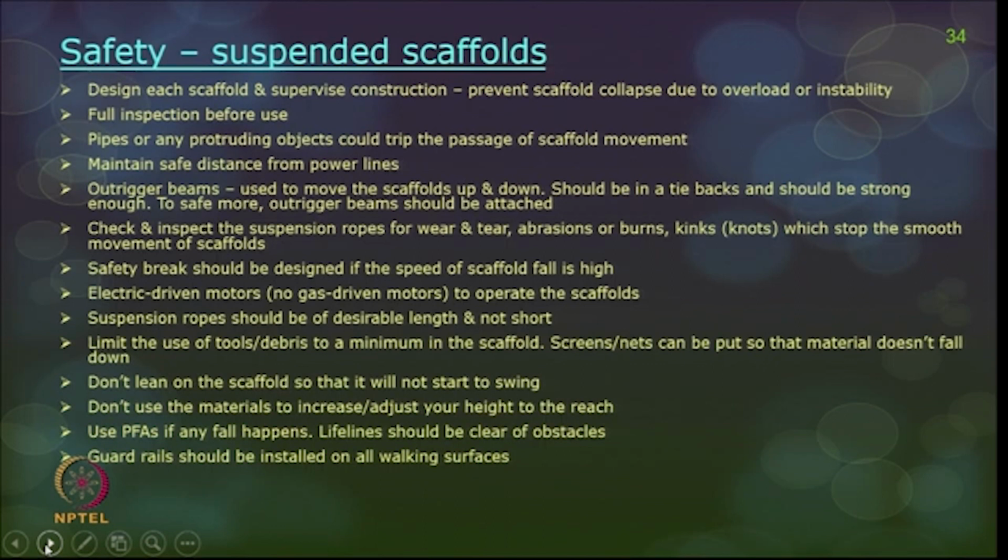Use personal fall arrest systems, which is always a safe precaution when you are working at heights. Lifelines should also be clear of obstacles. When there is more than one worker, 2 or 3 workers, each of their lifelines should not be moving here and there; every worker's lifeline should be clear of obstacles and they should be able to use the lifelines properly when a fall happens. The guardrails should be installed on all working surfaces, and along with the debris mesh, if required, will prevent falling of persons and falling of objects also.